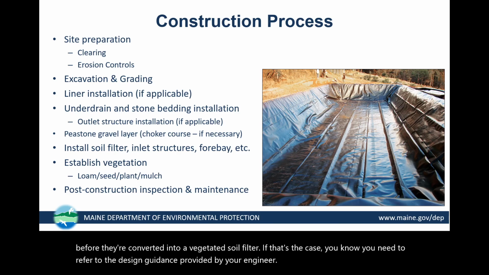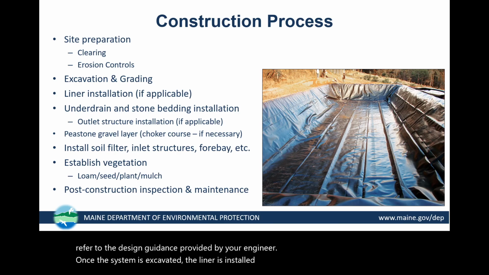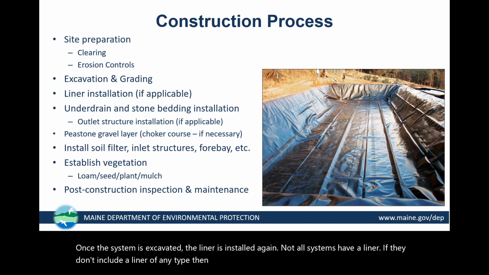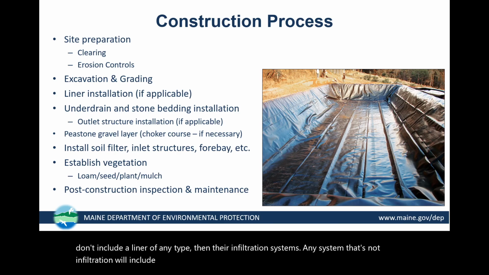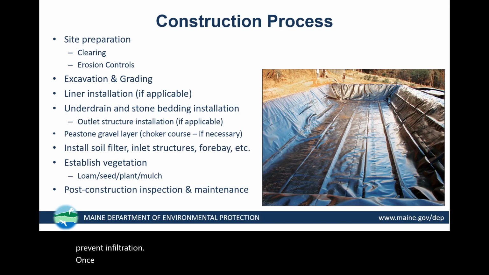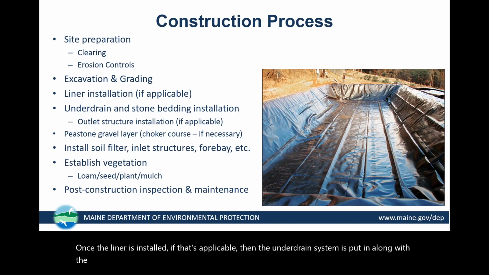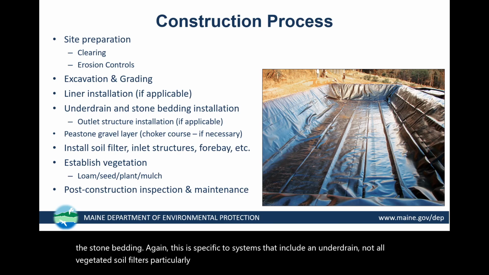Once the system is excavated, the liner is installed. Again, not all systems have a liner. If they don't include a liner of any type, then they're infiltration systems. Any system that's not infiltration will include an impermeable liner, a clay liner, or the native soils will be sufficient to prevent infiltration. Once the liner is installed, if that's applicable, then the underdrain system is put in along with the stone bedding. Again, this is specific to systems that include an underdrain.